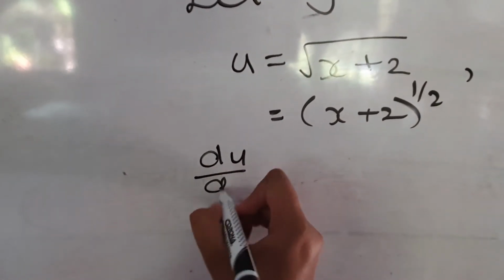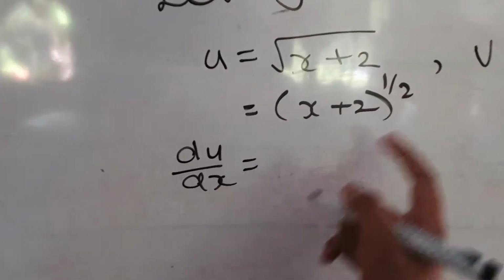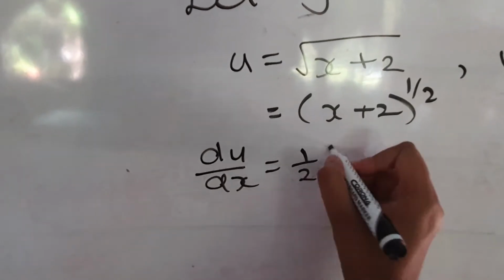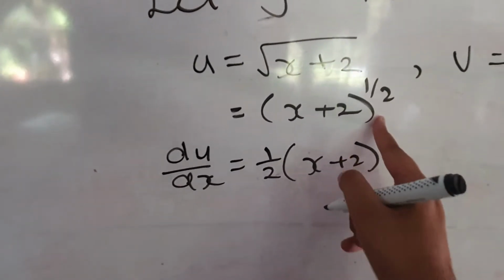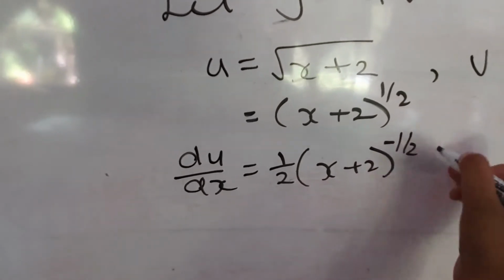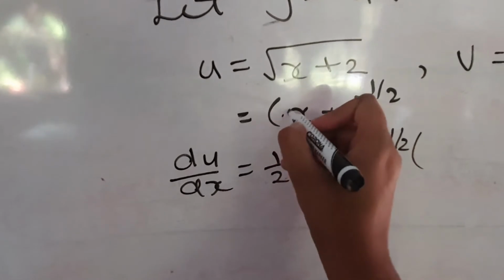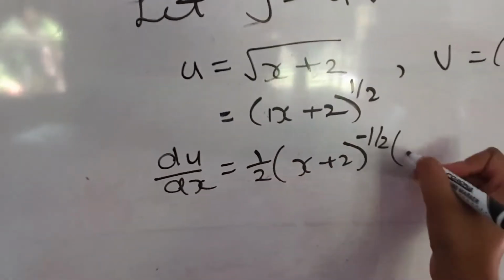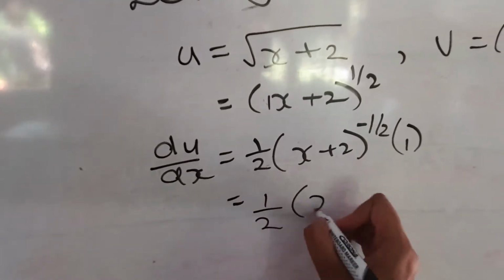So du dx is, you pull your half in front, you decrease this by 1. So a half take away 1 is negative a half. And then you differentiate in here. But if you differentiate in here, you remember this is 1x, right? So you'll just get 1. Alright, so we're simplifying. 1 by a half is a half.